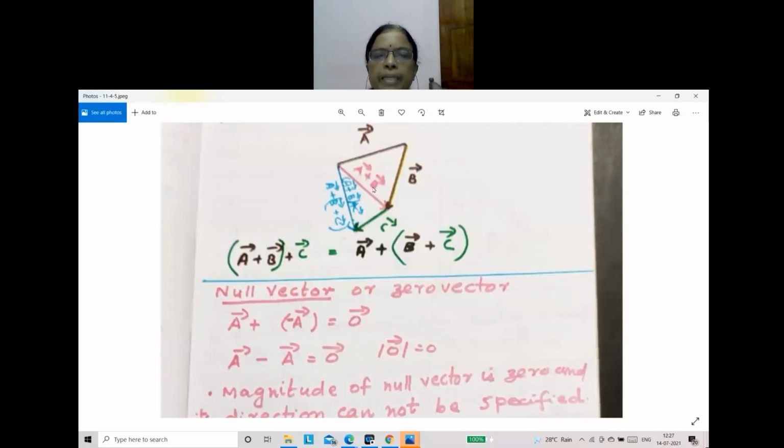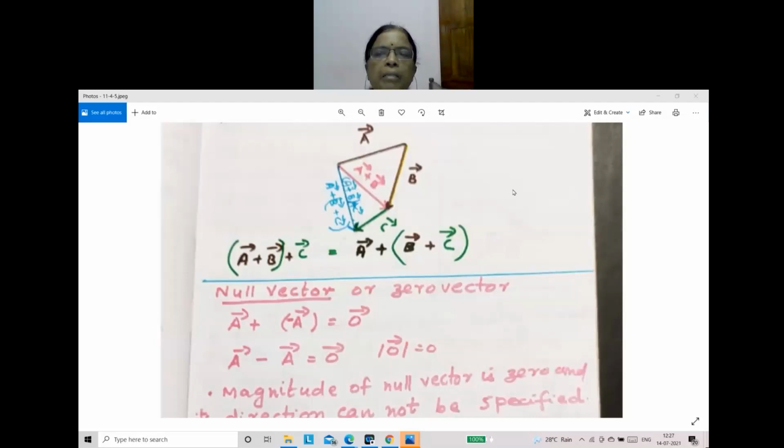A plus B is that pink colored line, A plus B vector. Then C vector we kept. Tail of vector C is kept at tip of vector B. Then how will you find A plus B plus C? That is the question. Okay. How will you find? Bhagat, tell. Where to where you have to draw the line?